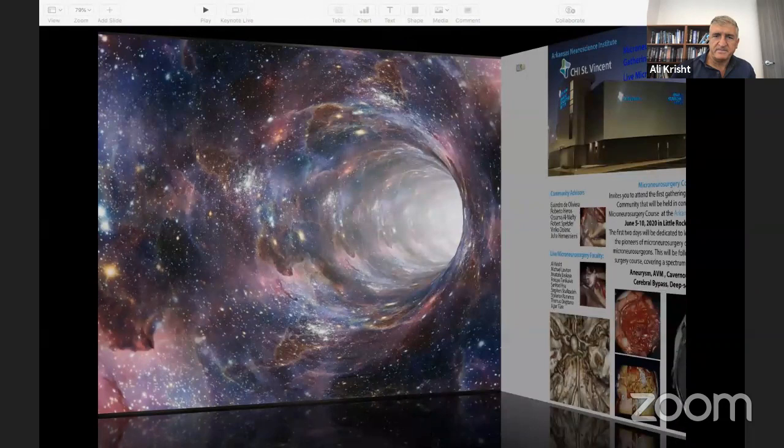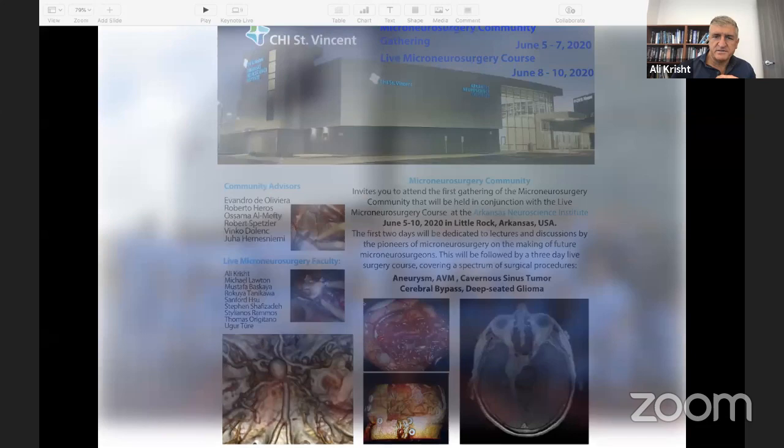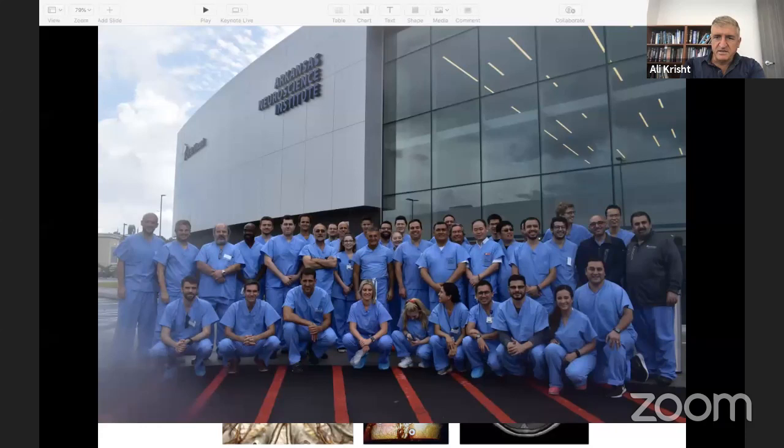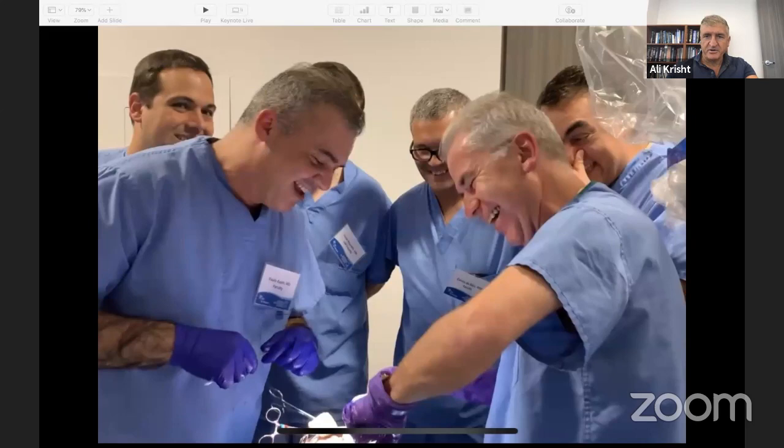In the future, hopefully a lot of you will come and visit us with our courses. And like these guys who are here, a lot of them, some of the speakers. And the future is very bright for microneurosurgery and very bright for cavernous sinus surgery. This is some of our colleagues having fun in our lab.